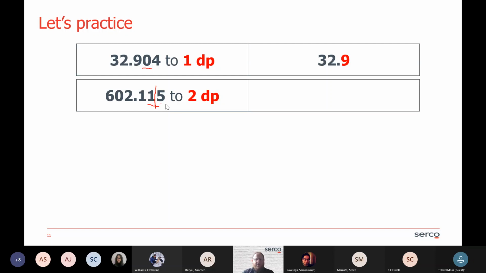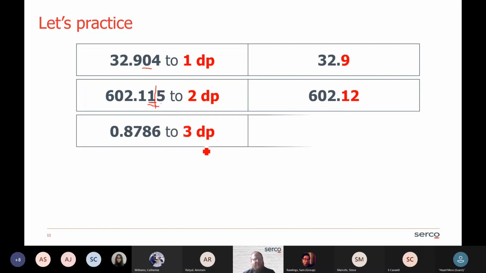Great, Debbie. There we go. A few people getting the answer now. Excellent. So the answer is indeed 602.12. The key being we want 2 decimal places. So we look at this second number 1, and the number after that is a 5.